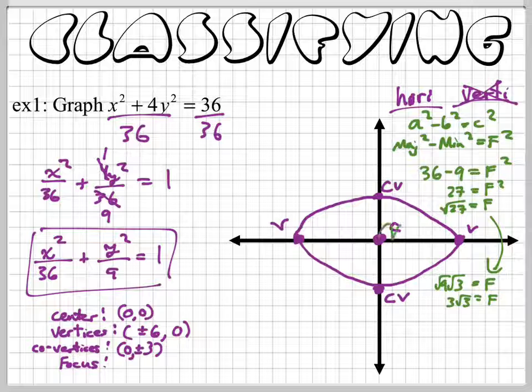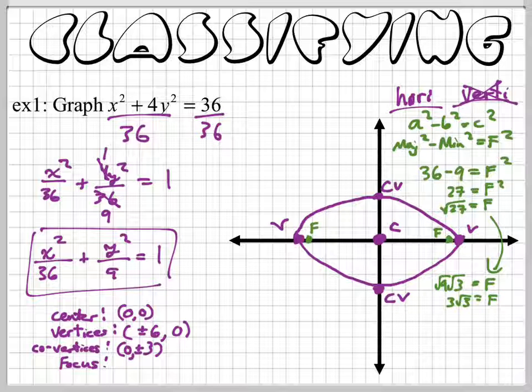Like, how do we do that? 1, 2, 3, radical 3? I mean, like, what is it? Punch in your calculator, go square root of 3, and then hit equals, then multiply that number by 3. You'll get 5.2, something like that. So we'll go 1, 2, 3, 4, 5, and a little bit. That's going to put me right there. There's one of my focus points. 1, 2, 3, 4, 5, and then a little bit. My focus point's right there.